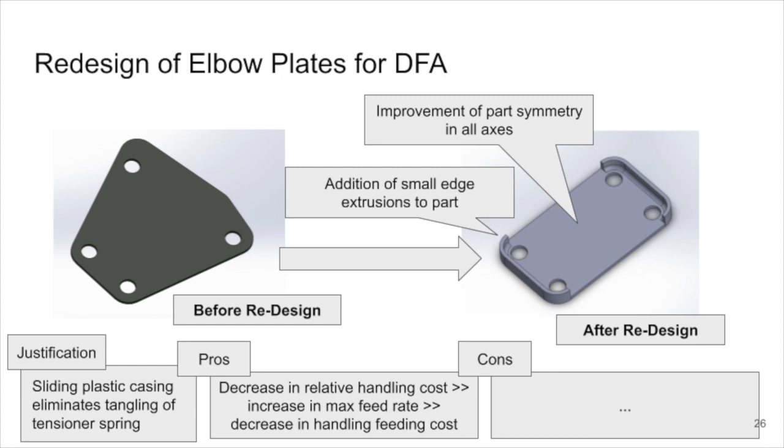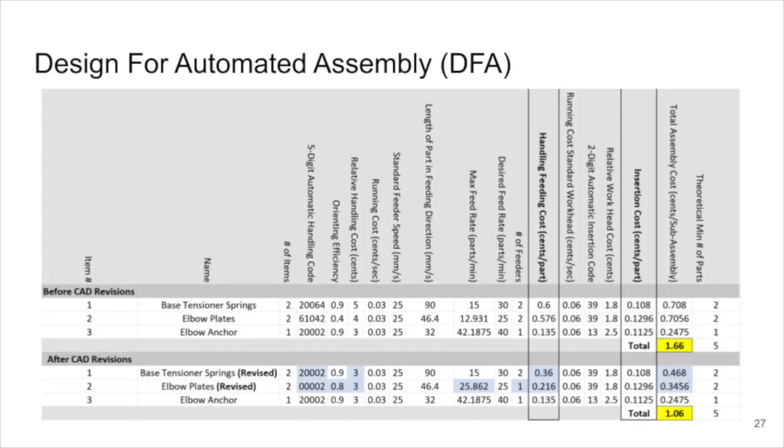For the elbow plates, we decided to improve the symmetry in all axes of this part to make it easier for feeding, and we also decided to include flanges or extrusions at the edges to decrease overlapping, which all culminated in a decreased handling cost by improving feed rate and also reducing relative handling cost.